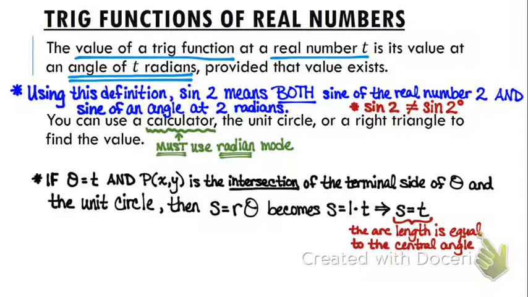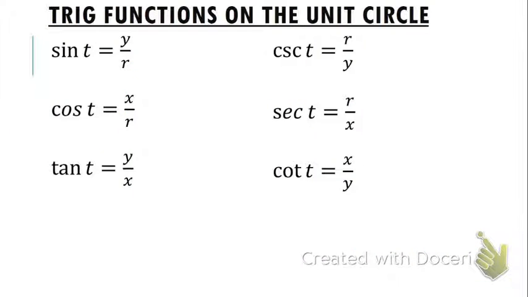Okay, so on Friday we talked about how if they give us a trig function and it just says something like sine of 5, when they give us a real number, that's the same thing as them giving us a radian measure for an angle. So sine 5 is the same thing as sine of 5 radians. And then we've talked about our trig functions on the unit circle. If you don't have this written down somewhere, you definitely need to get this written down somewhere.